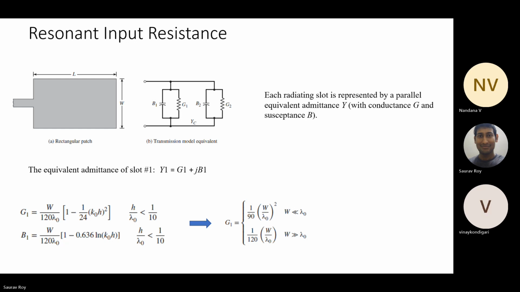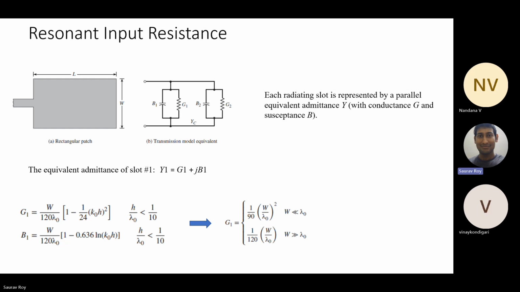So what it says is, generally, this patch has two radiating slots. For these two radiating slots, you can have an equivalent circuit like this. On the right side, you see the transmission line model. It has B1, G1, and B2, G2. Both of these come from the two radiating slots of the microstrip antenna. Each radiating slot is represented by a parallel admittance Y, which comes from conductance G and susceptance B. It is modeled as an admittance circuit.